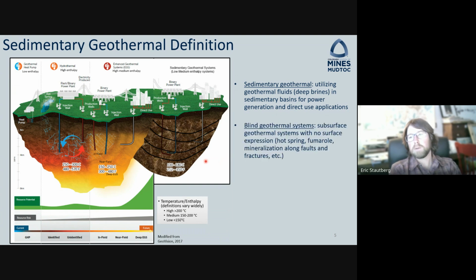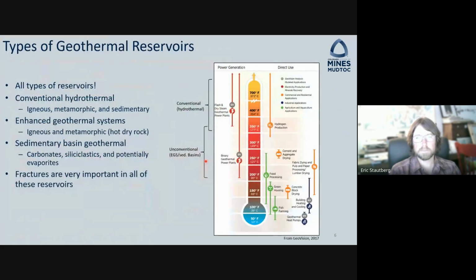There's also a term called blind geothermal systems, and these are subsurface geothermal systems with no surface expression. So typically with these hydrothermal systems in these volcanic provinces, you'll see hot springs or fumaroles, geysers, mineralization along faults, things like that. And when you see that, you can think, well, we probably have a hydrothermal resource below. But in these sedimentary basins and with these enhanced geothermal systems, we don't have those surface expressions. So they're a little bit harder to find and locate.